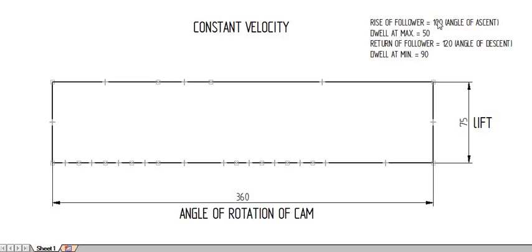So first I am going to divide the x-axis, that is 360 degree, into 100, 50, 120 and 90. For 360 degree I have taken 360 mm. So for 100 degree I will take 100 mm, 50 degree I will take 50 mm, 120 degree I will take 120 mm, and for 90 degree I will take 90 mm. So I have already divided it.